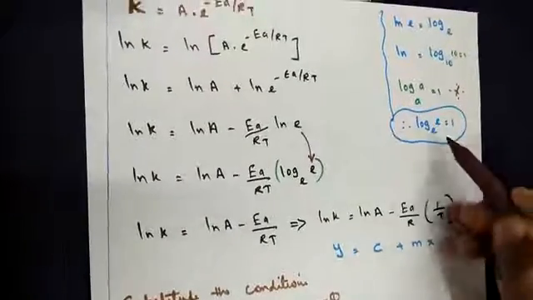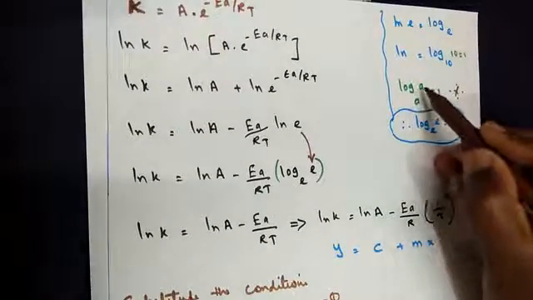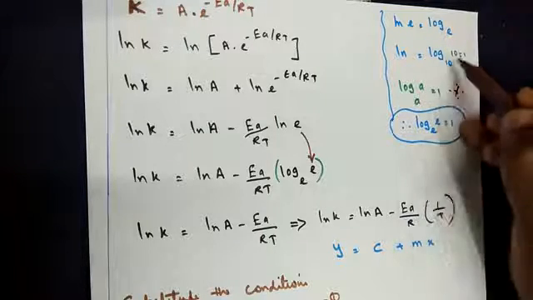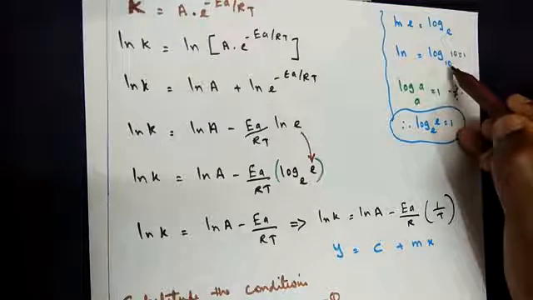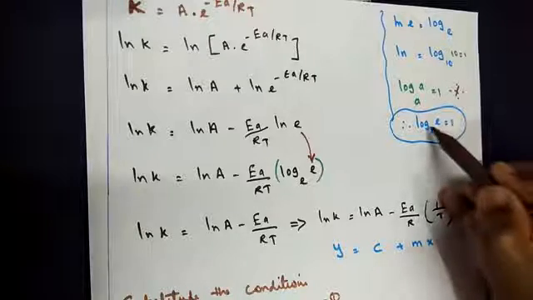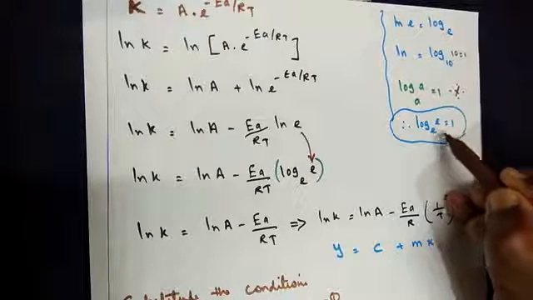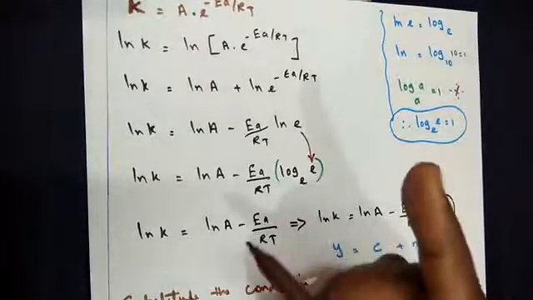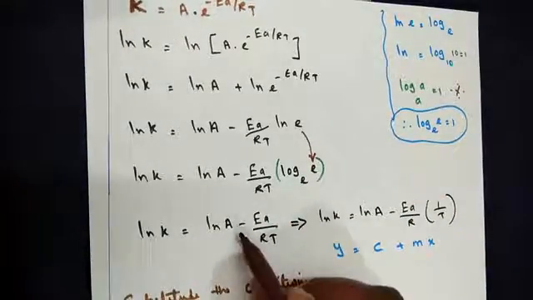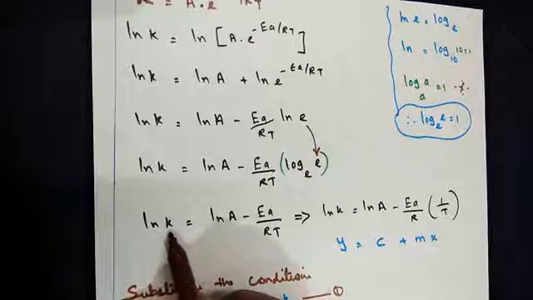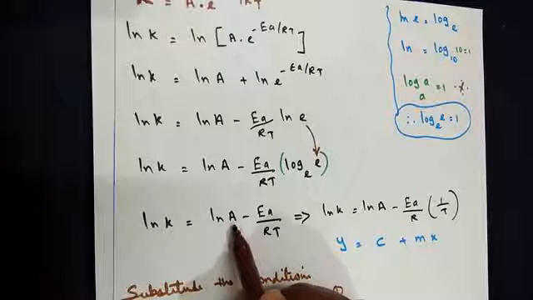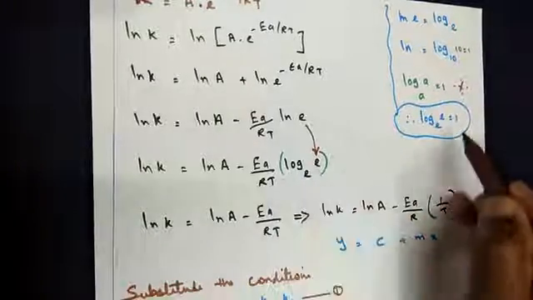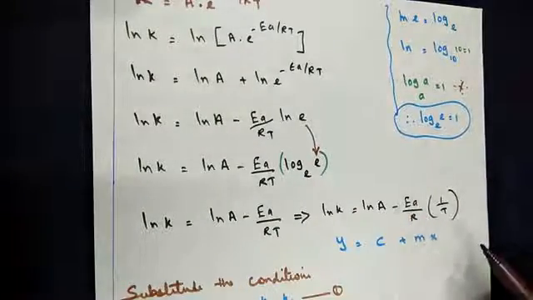The next step, as I have told you, log of any number to the same base, the value is 1. So log of 10 to the base 10 is equal to 1. Similarly, log of e to the base e value is equal to 1. So the whole term will give us 1 as the answer. Rewrite the step. Natural log of k is equal to natural log of a minus Ea by RT, because the whole term gives us 1 as the answer.